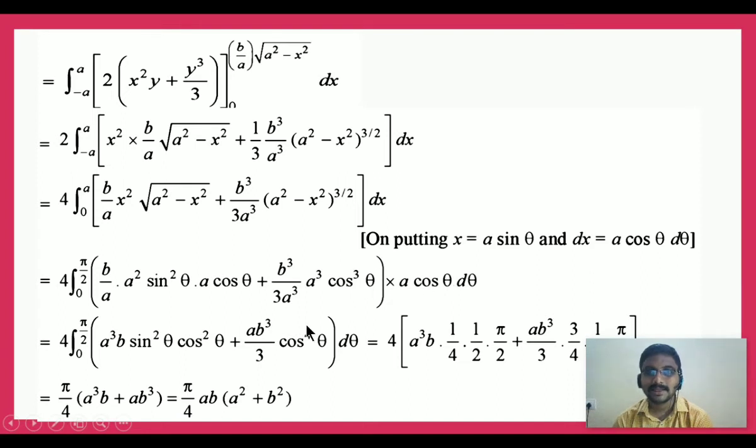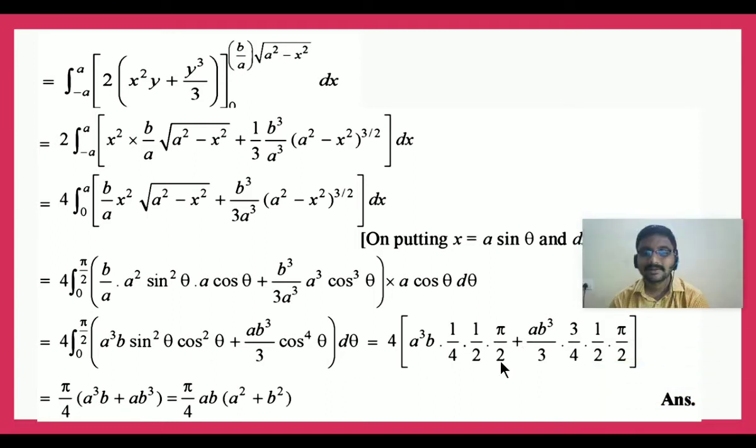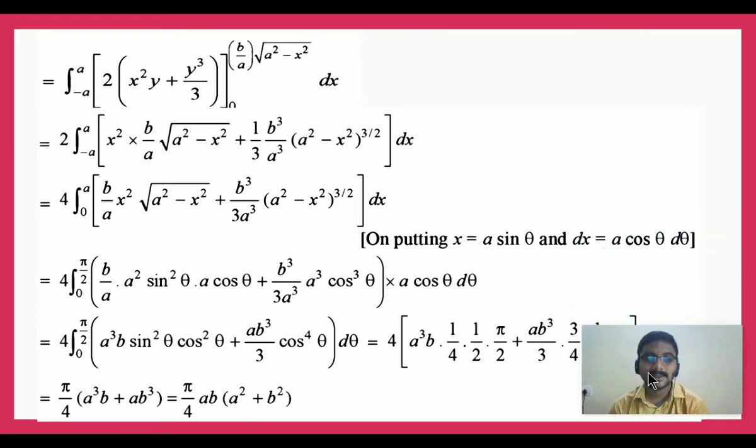Now we have to apply the integration with respect to theta. So we will have the known formulas. Using known formulas, we have to get the result. The result must and should be a constant. So in the last step, we just have to take out the common factor ab. So we will get a square plus b square. So pi by 4 ab into a square plus b square is the required result.